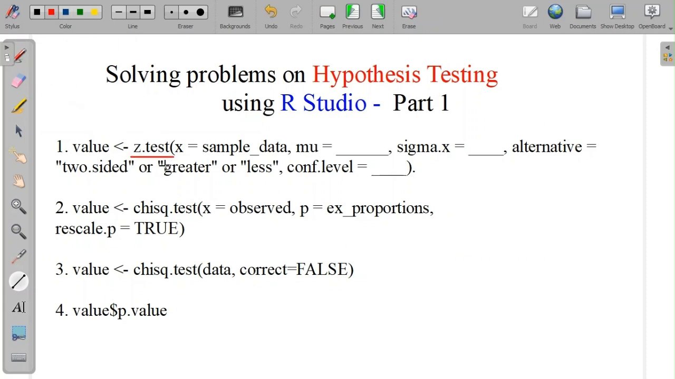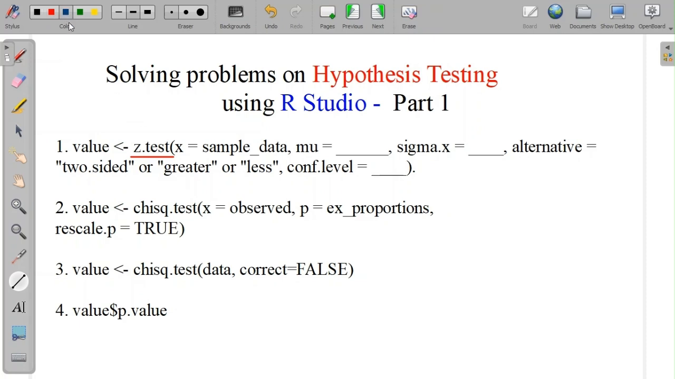This z.test function uses a few arguments. Argument 1, the data based on the sample data. We call it x. Argument 2, we specify the population average. Argument 3, we specify the population standard deviation. Argument 4, we define whether the test is two-sided or greater or less. So we define what kind of a test we are performing. And argument number 5 is the confidence level. Now we know how the confidence level is calculated. Confidence level is 1 minus the level of significance. So we pass these 5 arguments into the function called z.test, and that will help us generate the p-value.